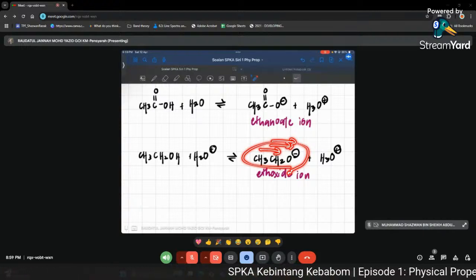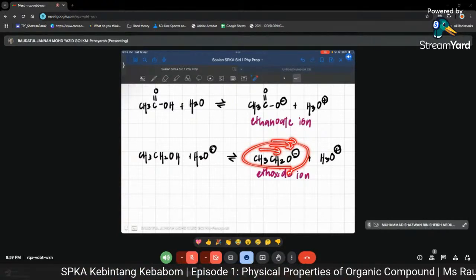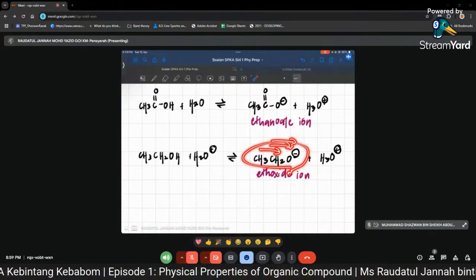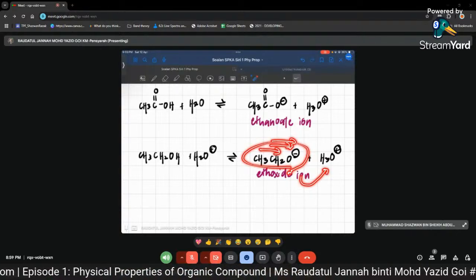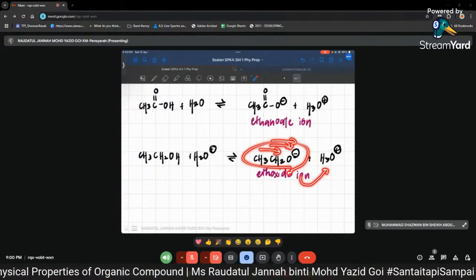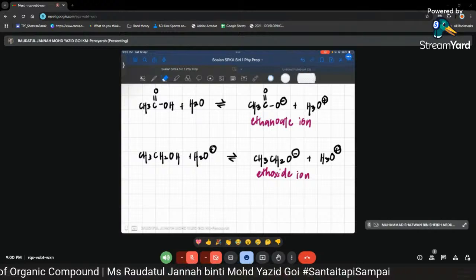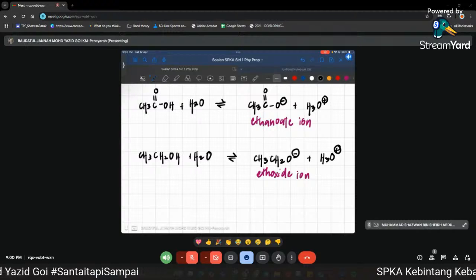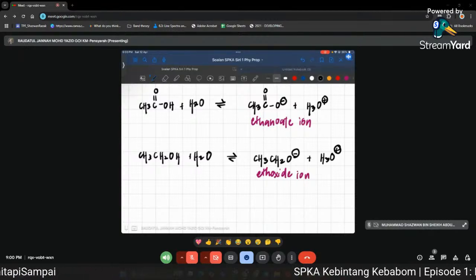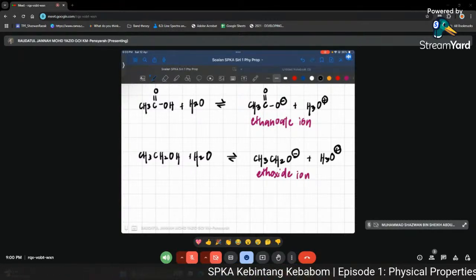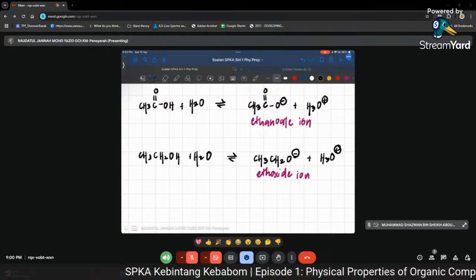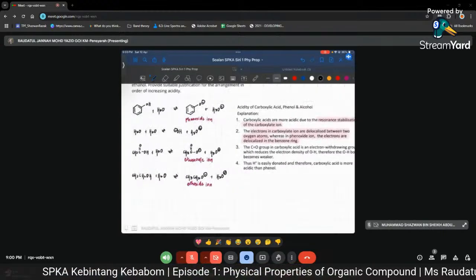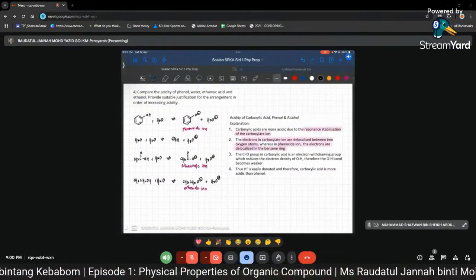So instead of being stable, or existing as an ethoxide ion, it has a higher tendency to attack the hydronium ion here, and you get back your original structure of alcohol. So that means your alcohol finds it very difficult to release its proton. Okay? So let's consider this point when we discuss our answer.